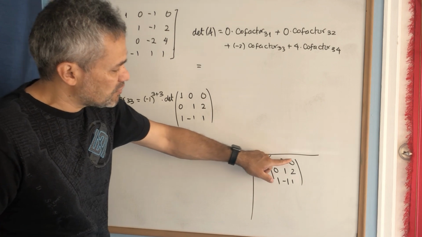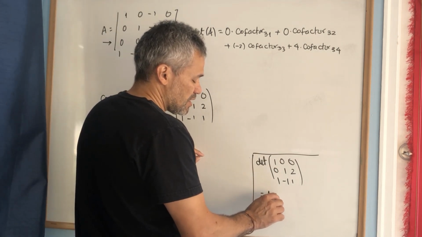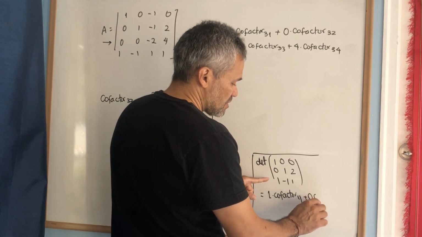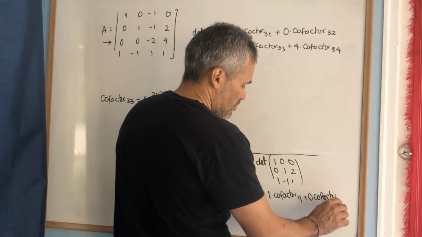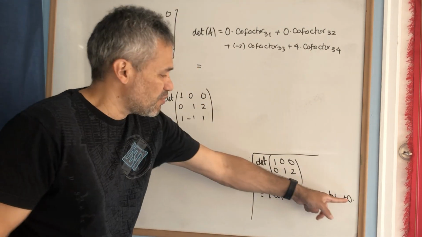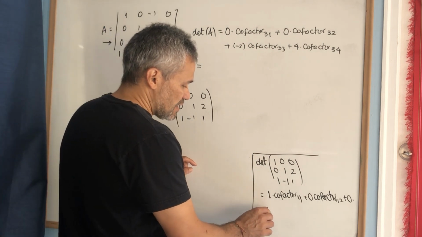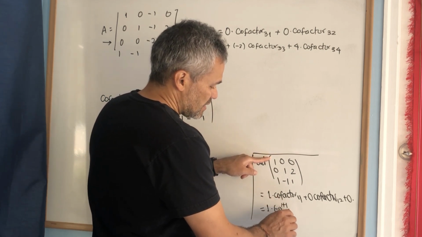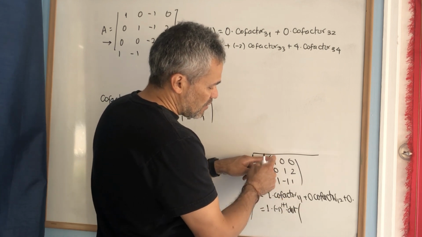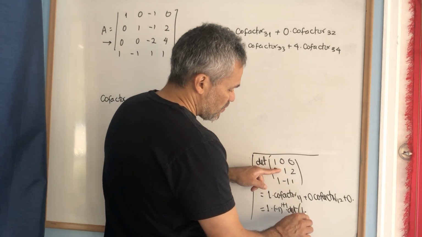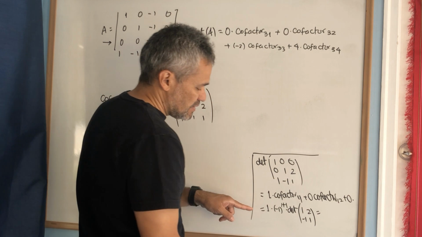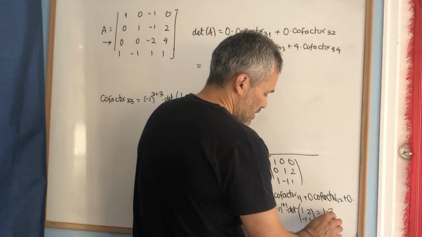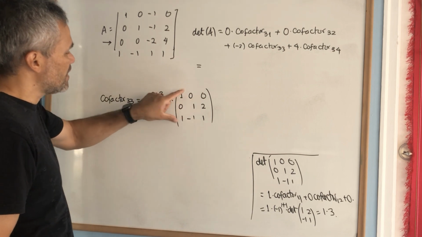Then we can use, for example, the first row. If I use the first row, this is 1 times the cofactor 1,1, plus 0 times the cofactor 1,2, plus 0 times the other cofactor, but since it's multiplied by 0, it's just 0. And that means that this is just 1 times the cofactor 1,1, which is negative 1 to the 1 plus 1 times the determinant of the matrix that we get when we remove the first row and the first column. We get 1, 2, negative 1, 1. And this is equal to just 1 times 1 is 1 minus negative 2 is 3. Then this determinant is equal to 3.